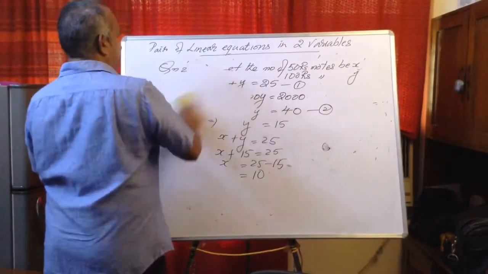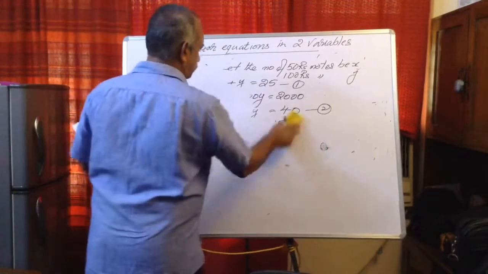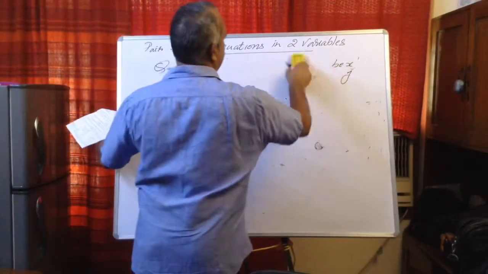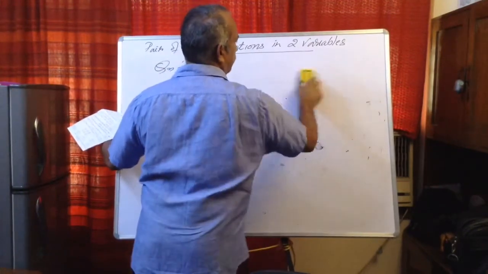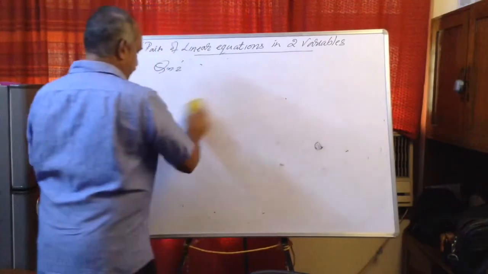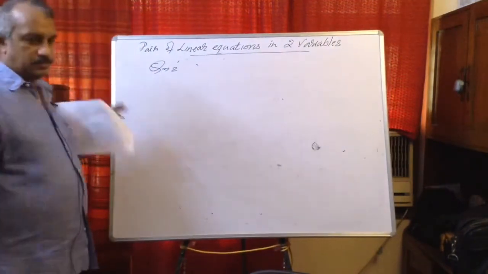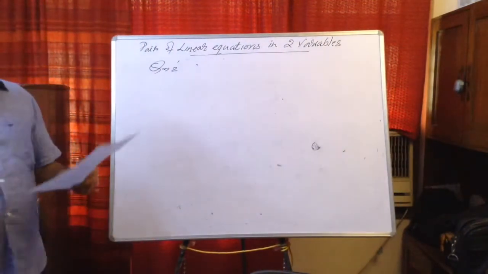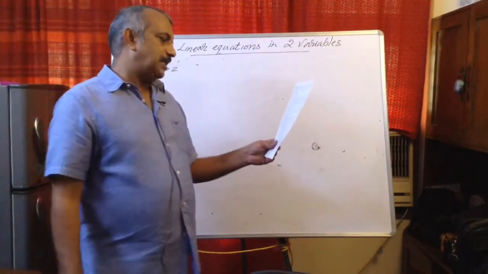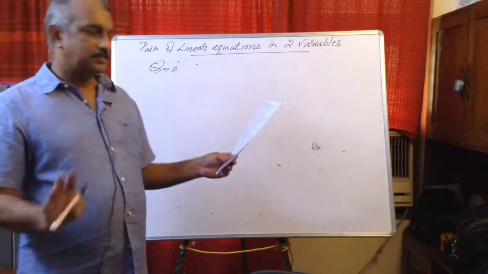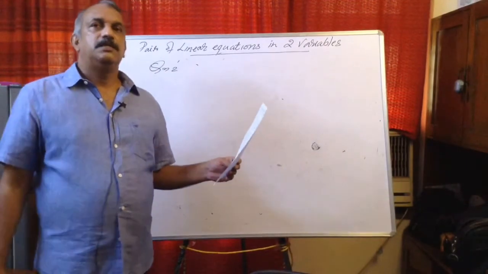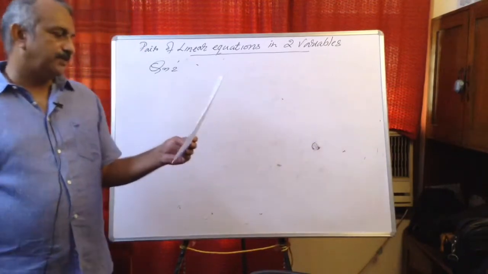Question number 5. Most important is forming the equation. Read the question again and again. Assume one of the quantities we are asked to find out as X, the other one as Y, and then solve. Now the question says a lending library has a fixed charge for the first 3 days. This type of question we did in 9th class in linear equations in 2 variables, so it won't be difficult for you.